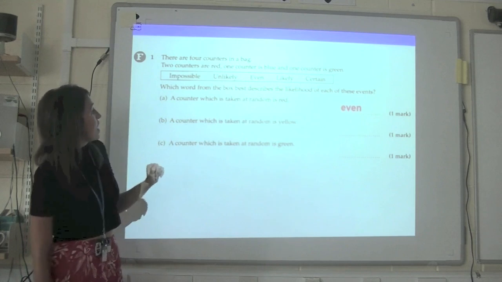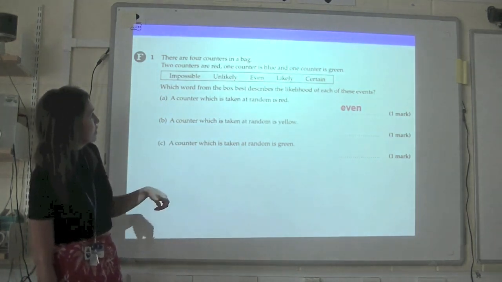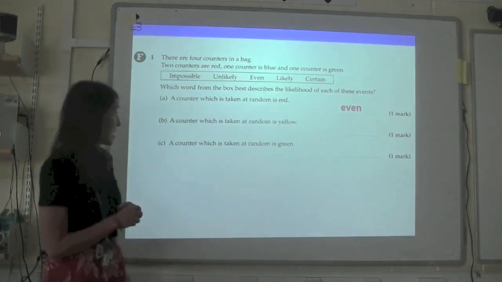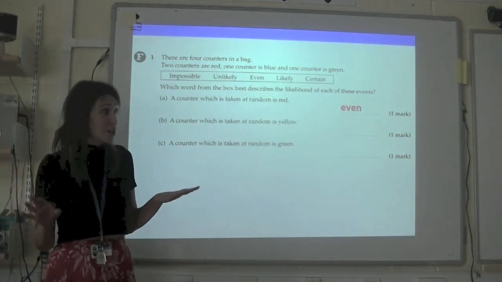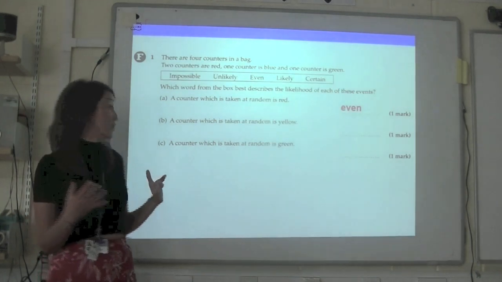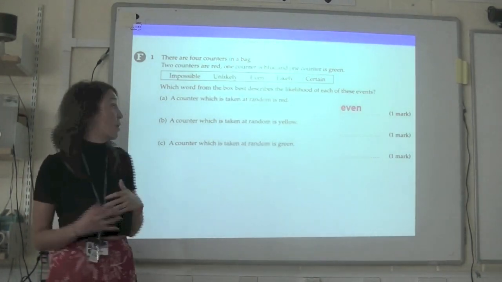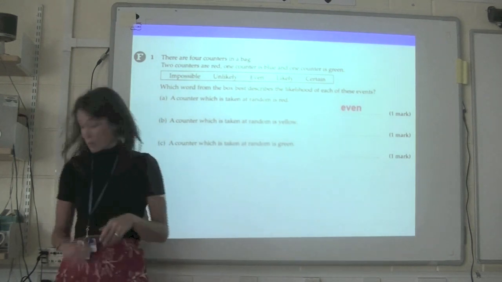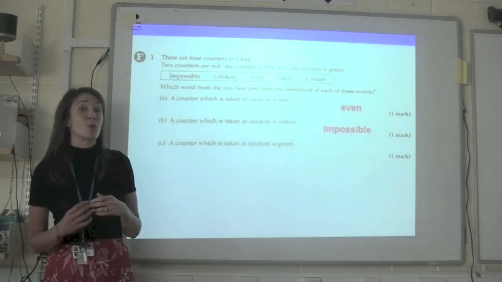A counter which is taken at random is yellow. Well, we've got 2 red counters, 1 blue counter and 1 green counter. There are no yellow counters. So it's absolutely impossible for us to get a yellow counter from our options there. So the probability a counter taken at random is yellow is impossible.